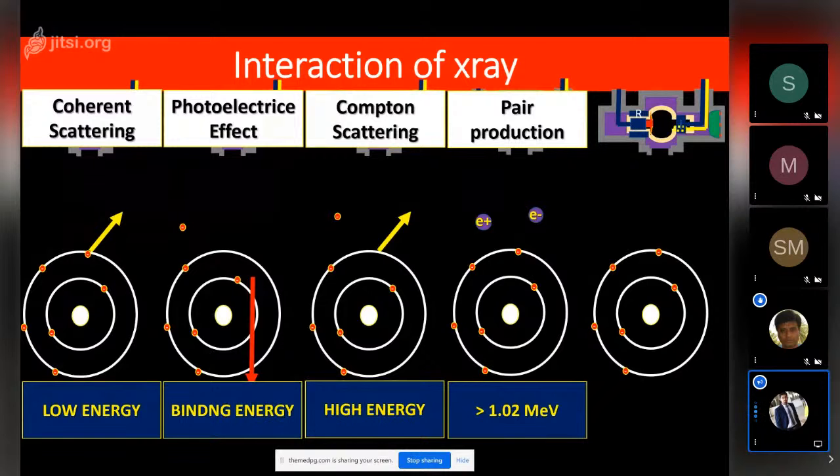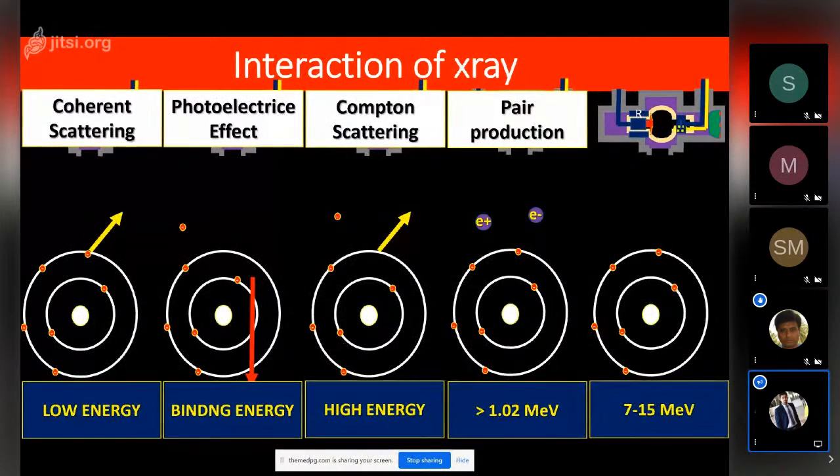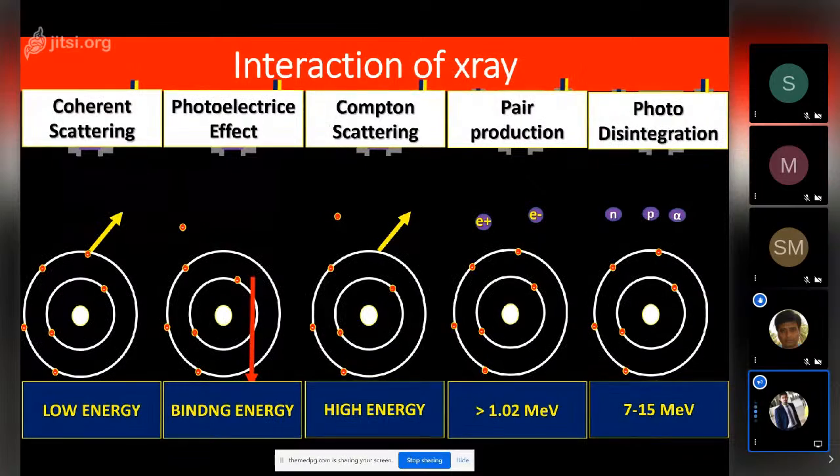Similarly, if the energy is very high, that is 7 to 15 mega electron volt, it can even remove nucleons, the neutrons, protons, or alpha particles from the nucleus. So this is called photodisintegration. See how the various effects can happen whenever there is interaction of X-ray with matter.